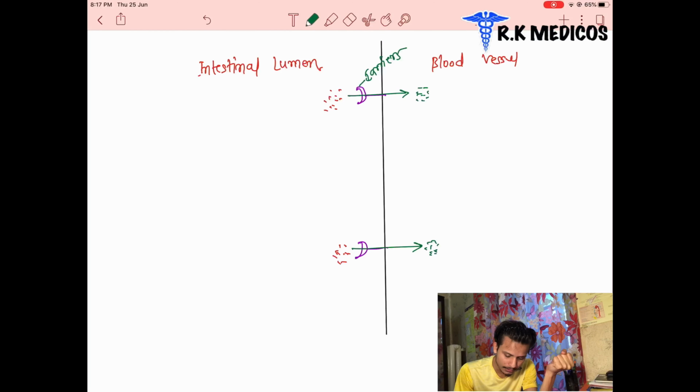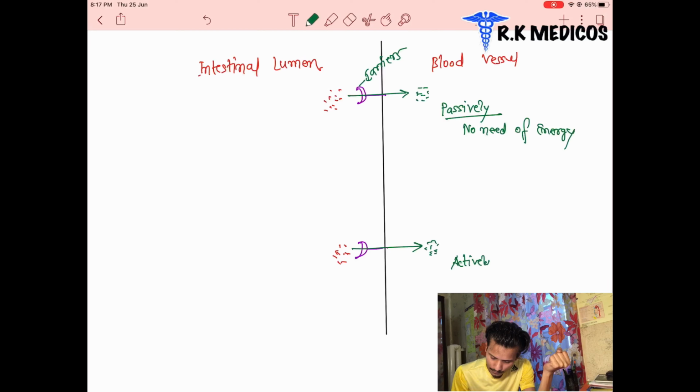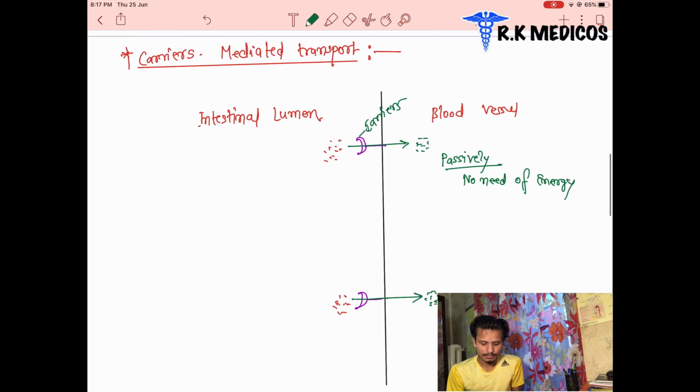The drug with the carriers is activated either passively, meaning no need of energy, or actively, meaning energy is required. Mainly we discuss carrier mediated transport. We discuss two types, on the basis of the need of energy: passive and active.